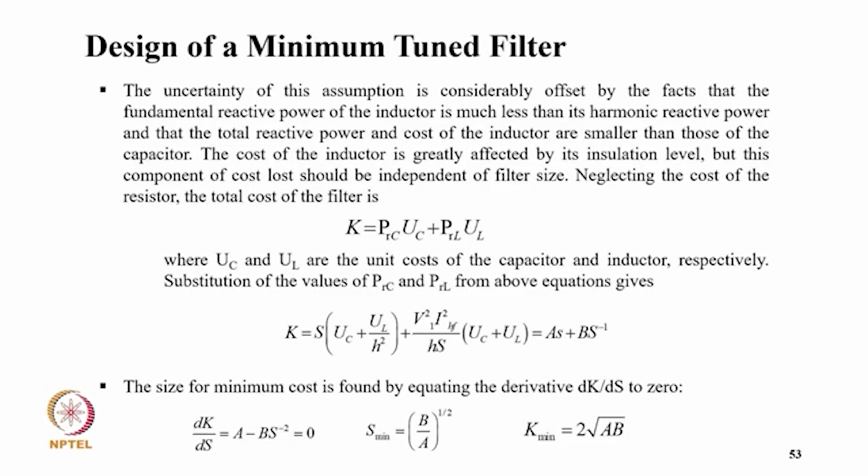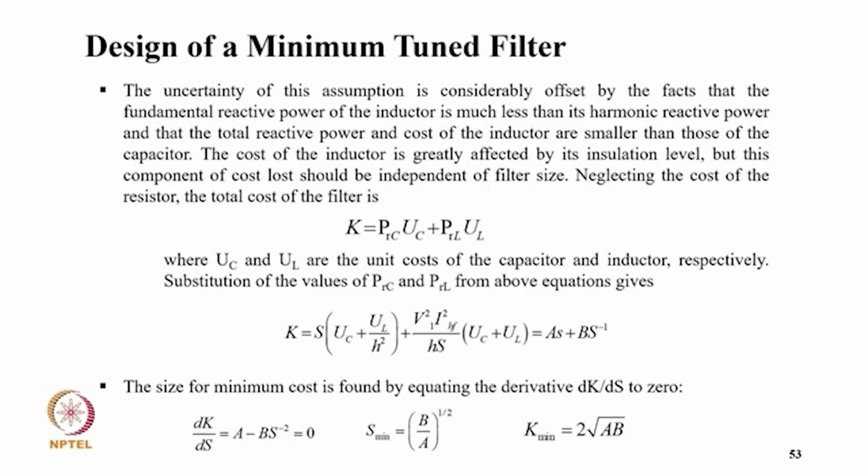The cost of an inductor is greatly affected by its insulation level, but this component of cost loss should be independent of the filter size, neglecting the cost of the resistor. The total cost of the filter is K equal to PRC UC plus PRL UL, where UC and UL are the unit costs of the capacitor and inductor respectively.